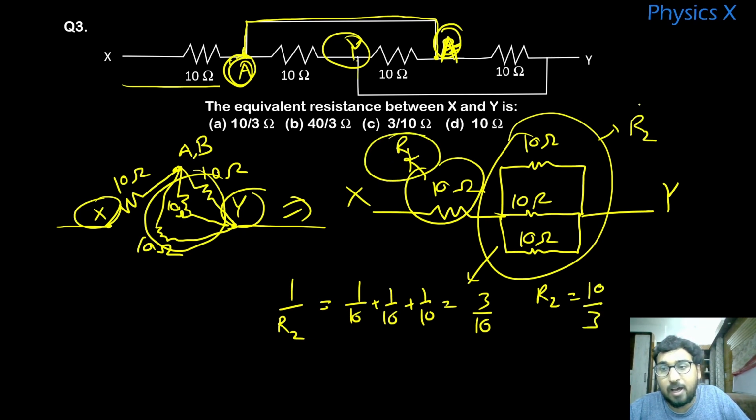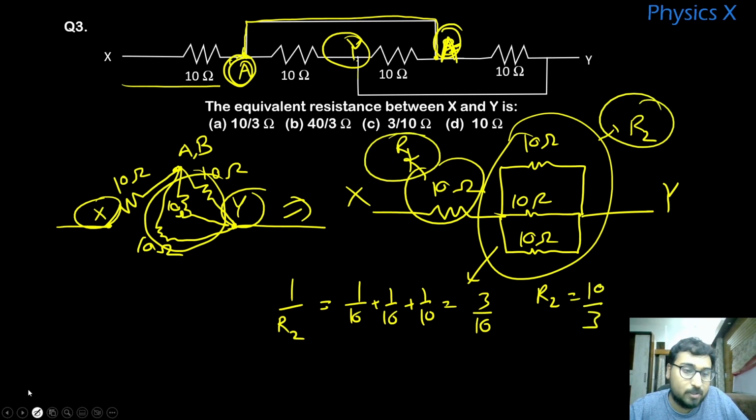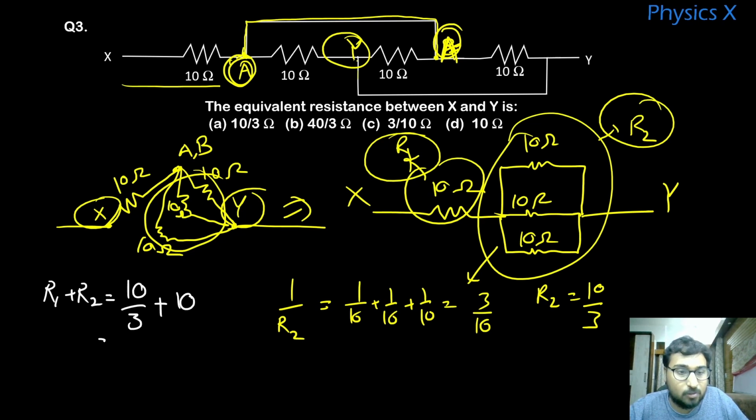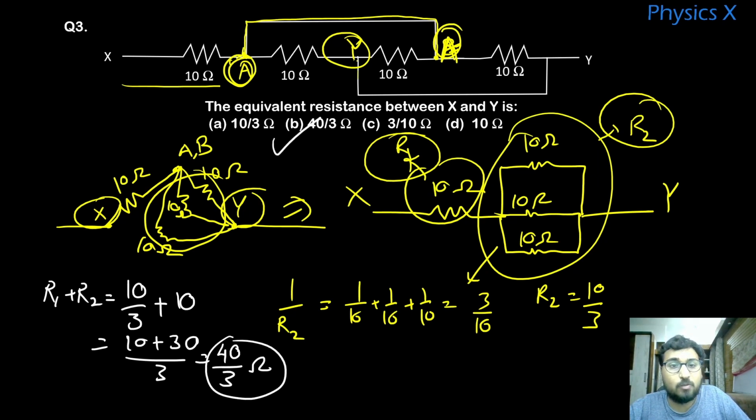And these R1 and R2 are in series combination, right? So R1 plus R2 will be your answer, and it is 10 by 3 plus 10. So this will be 10 plus 30 by 3, which is 40 by 3. So the answer is 40 by 3 ohms. Right. So nothing was of greater importance here other than just observing that these points are the same.